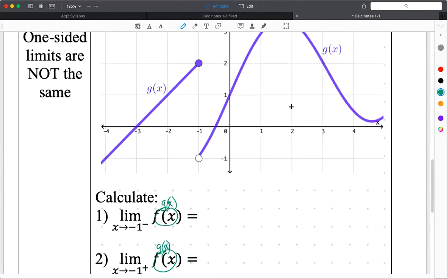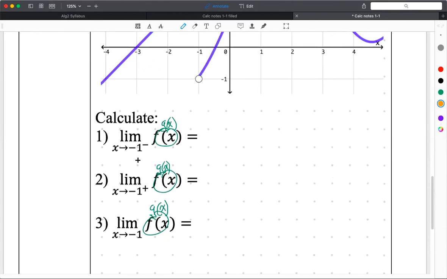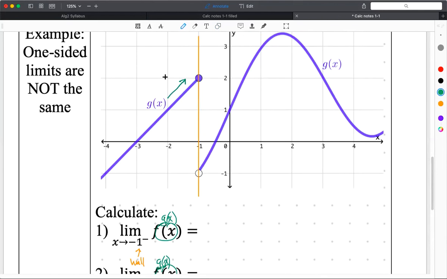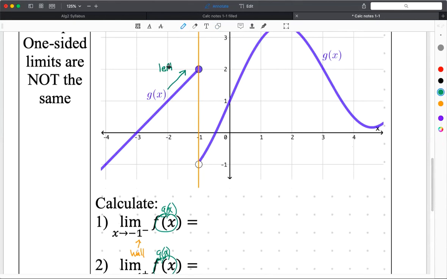So let's go ahead and draw a wall. Again, the point that you're evaluating at, that's going to be our wall. So we're drawing a wall here at -1. So let me go ahead and draw a line that's nice and neat. There's my wall. As I get closer and closer to that wall, what is my height going to when I approach it from the left is the question. This is from the left.